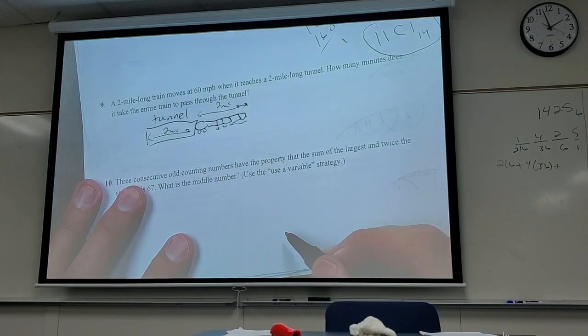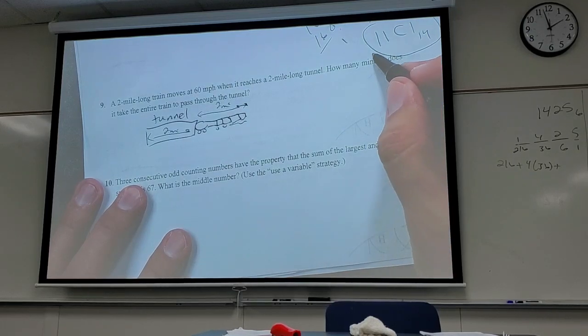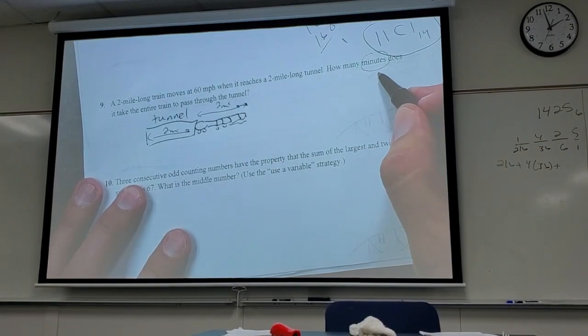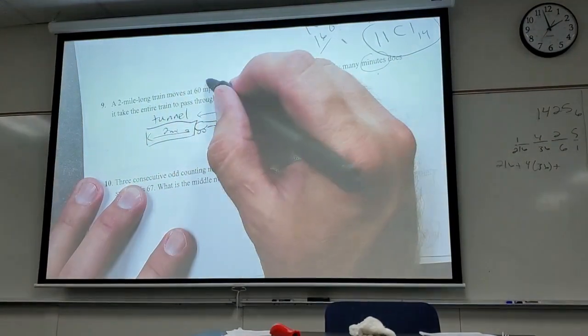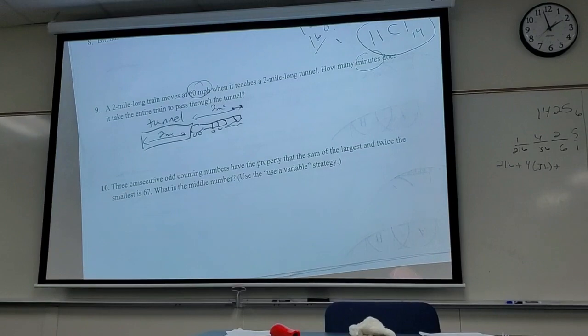Yeah. Okay. And then you account for it being in the tunnel. And then you account for the end of it coming out, so that's a third segment. Okay. Notice I give a little hint as to what to do with some of this. I asked for how many minutes. Does anyone know if I'm going 60 miles an hour, how many miles per minute am I going?